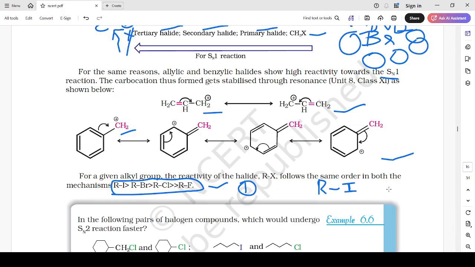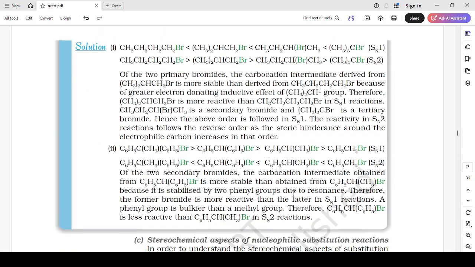Understood till this? Yes, ma'am. Right.